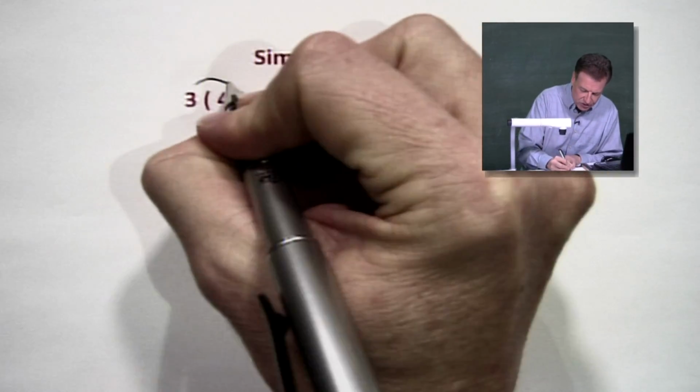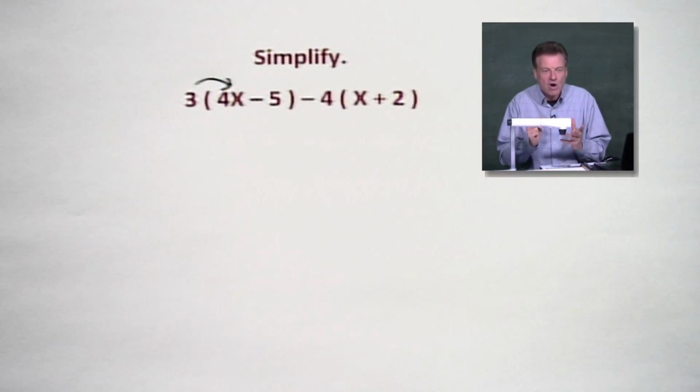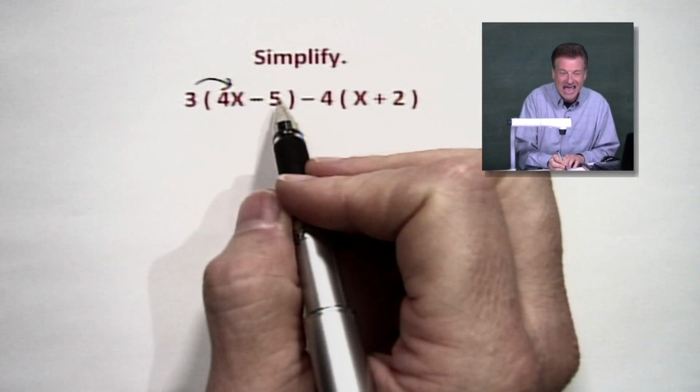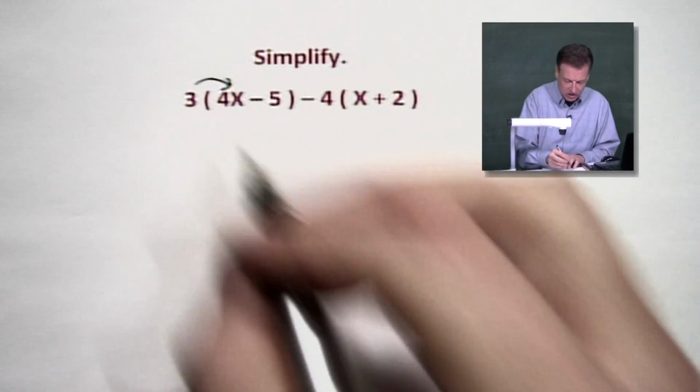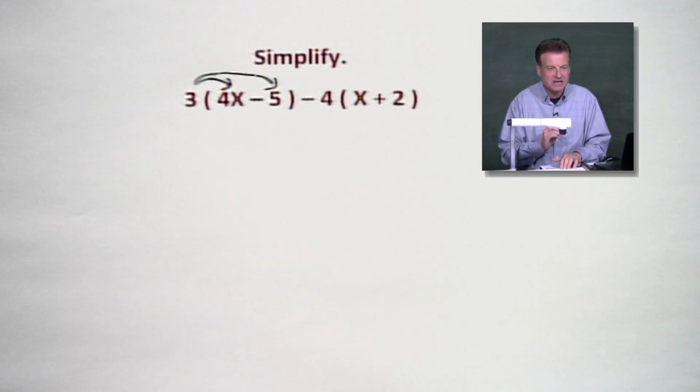We're going to start with the 3, and we're going to let it work on this first parenthesis. Now, when we start with that 3 and let it work on the first parenthesis, we don't get beyond that. We go just through the 4x and the 5. We got to remember to get both. So I drew one arrow. Let's get the second one in there. All right, follow the arrows and we will get it done.